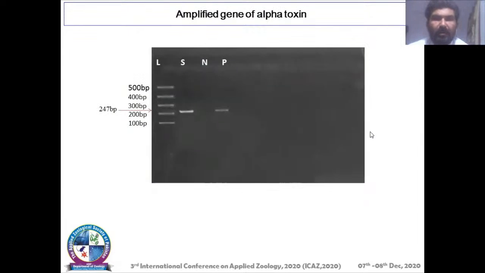This is the picture taken from agarose gel. L represents the ladder, S represents the sample, N represents the negative control, while P represents the positive control. 204-7 base pair represents the amplified gene of alpha-toxin.